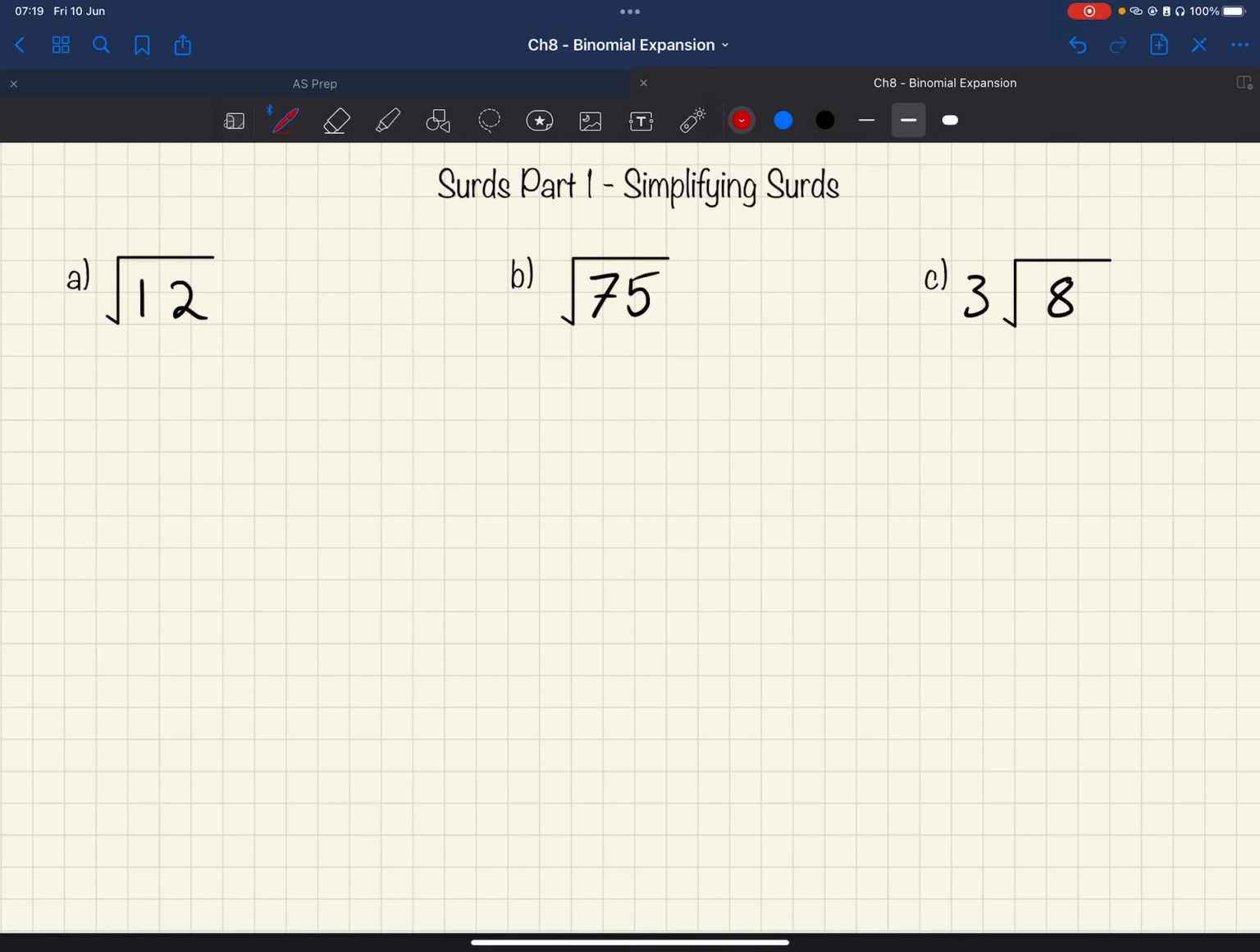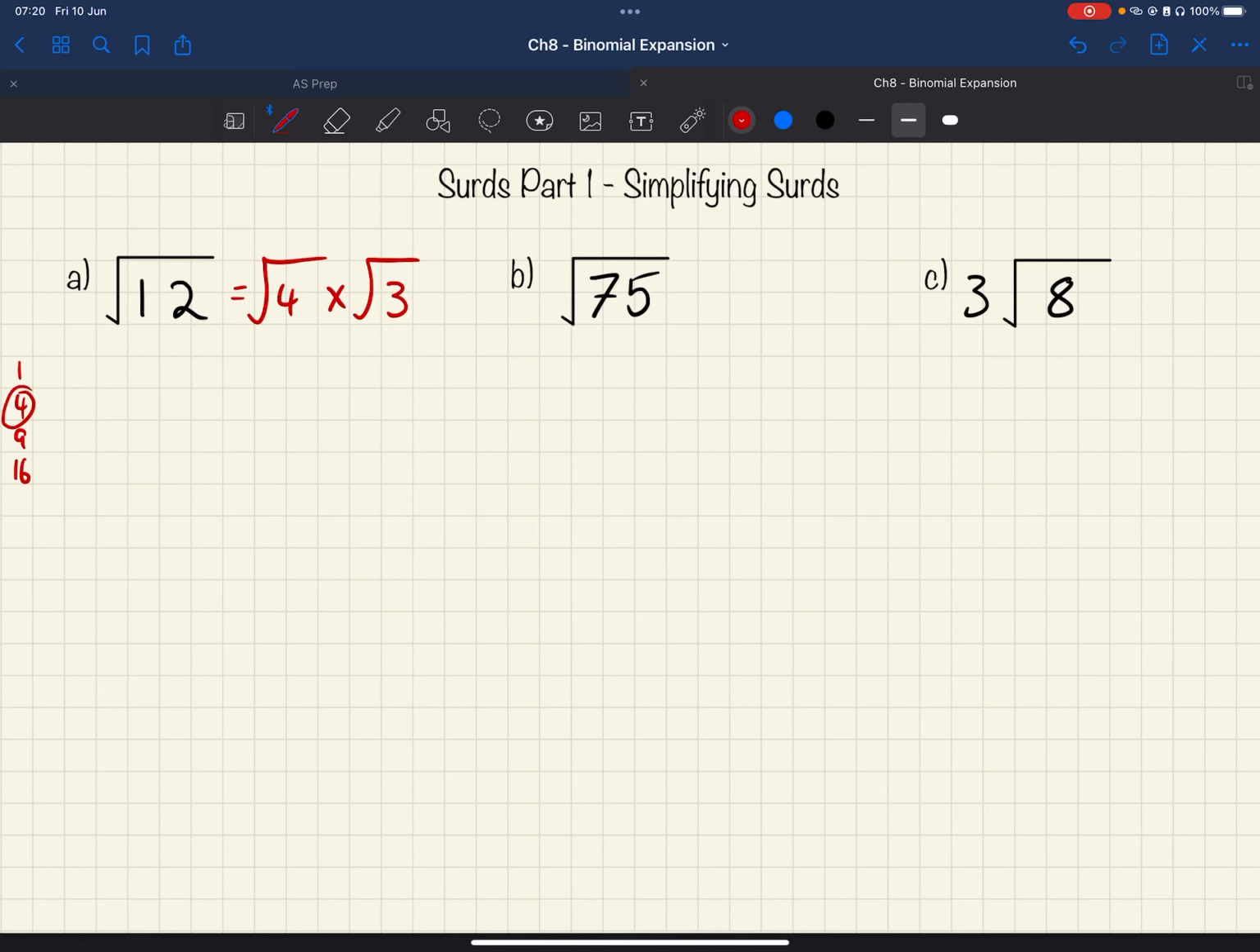So the first one says root 12. Well, the idea of simplifying surds is to try and take out a square number. So if I look at root 12, and I think about the list of square numbers that I have, hopefully we can see pretty quickly that 4 is going to be a square number. So I can rewrite root 12 as root 4 multiplied by, 4 times 3 is going to give me 12.